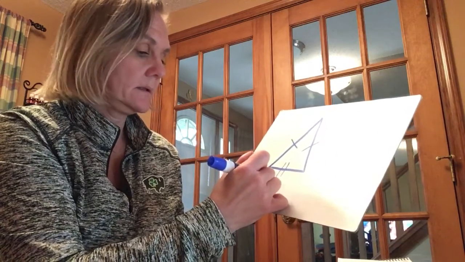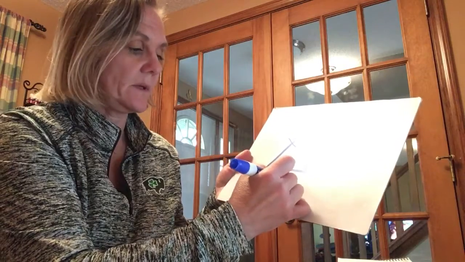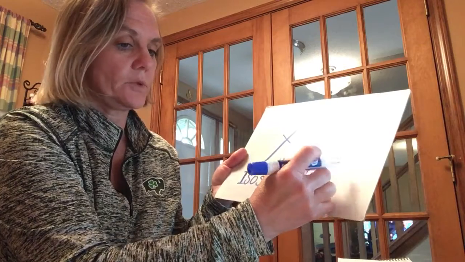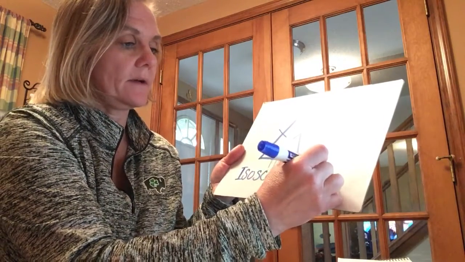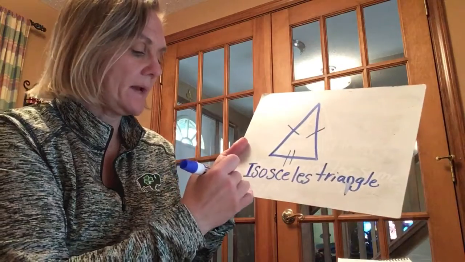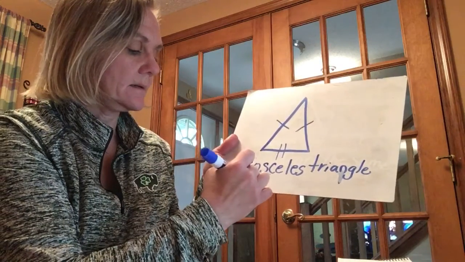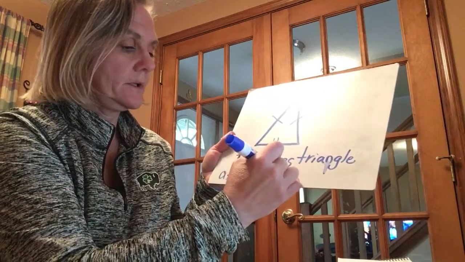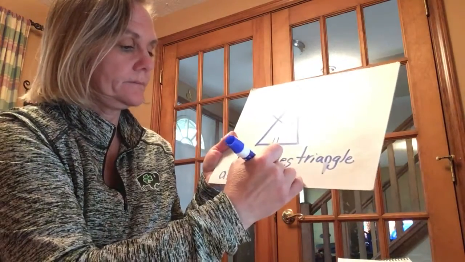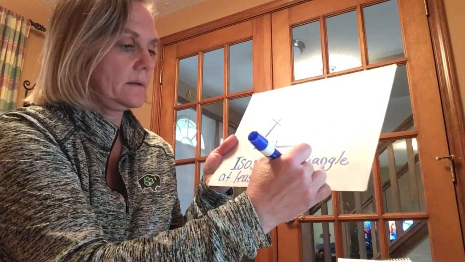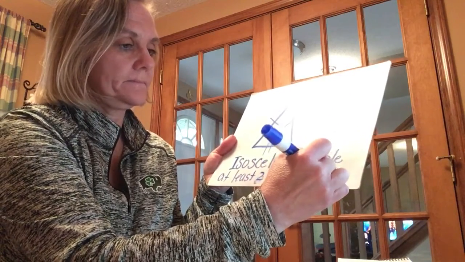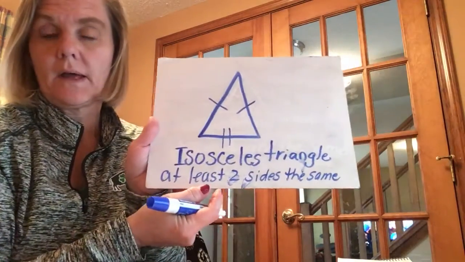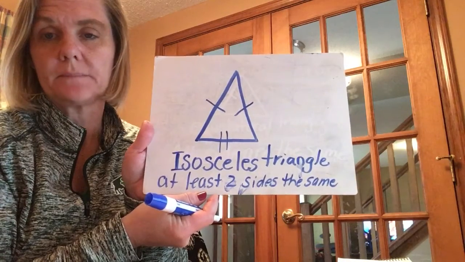This is a really long one. Isosceles. And I gotta make sure I'm spelling it correctly. Triangle. Oops, now I'm not spelling triangle right. Triangle. Okay, and remember it has to have at least two sides the same. Okay. Again, you can always pause so that you can catch up.